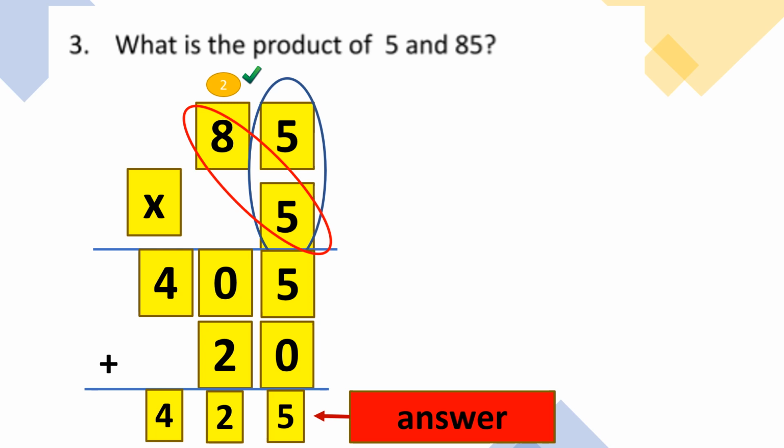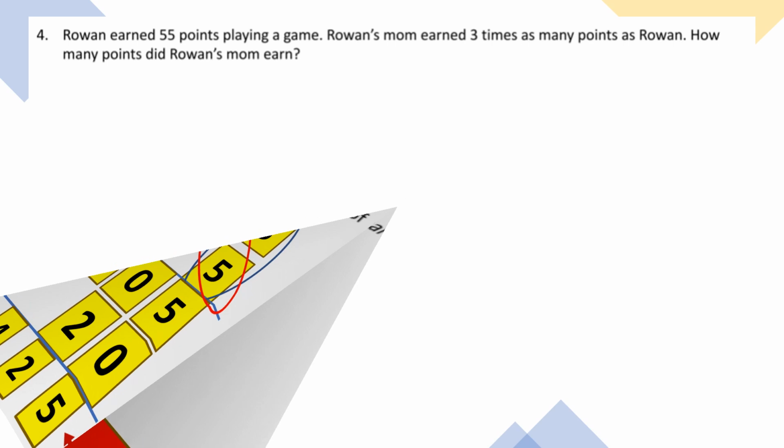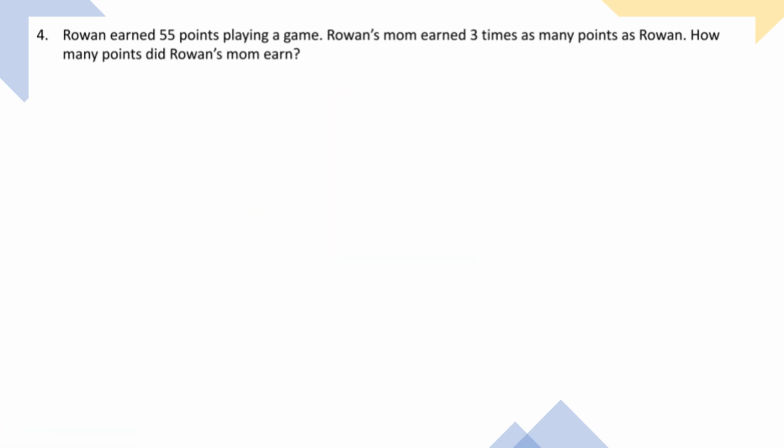Now, if you need to pause the video to check your work, go ahead and do so now. Let's take a look at number 4. Rowan earned 55 points playing a game. Rowan's mom earned 3 times as many points as Rowan. How many points did Rowan's mom earn?